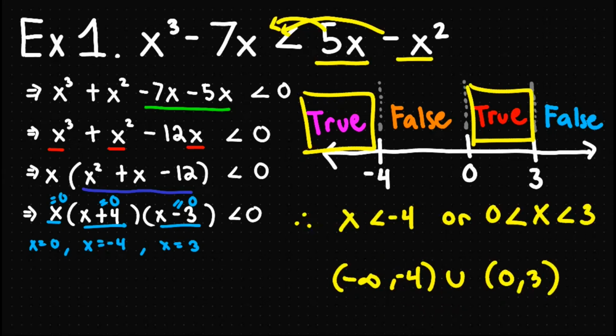Just take note that in this answer that we got, the inequality is strict, since the inequality in our given problem out here is strict. So take note of that one. So we'll now move on to the next and final example.